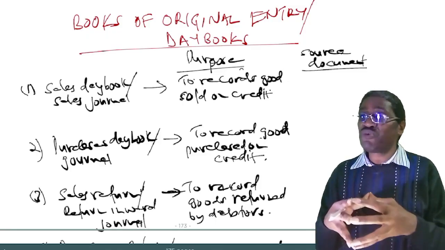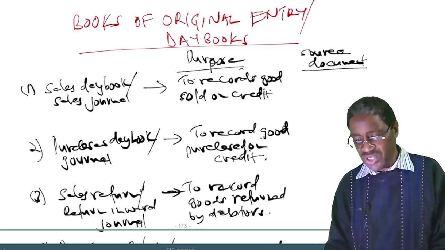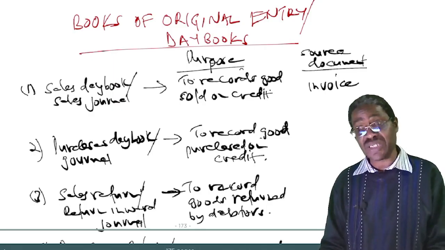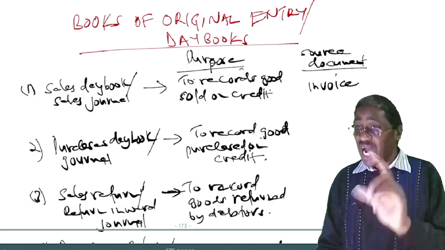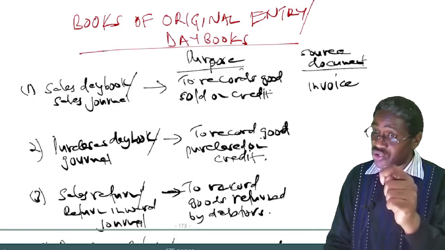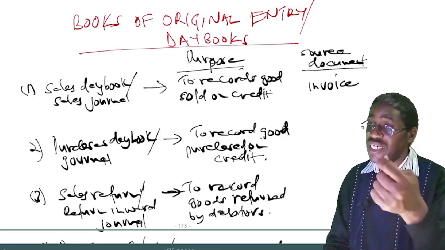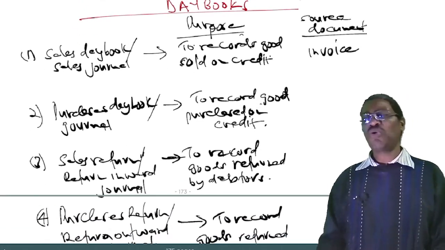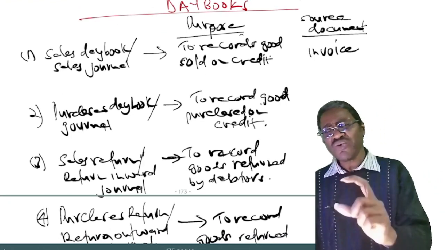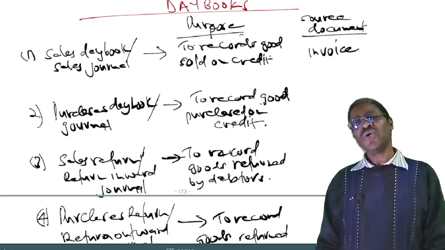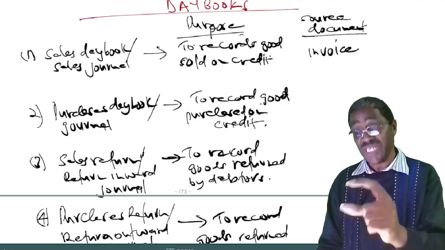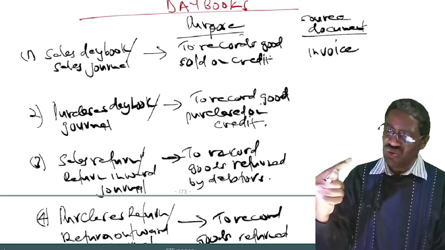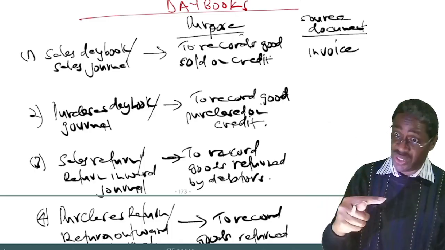You must have got it from the invoice that was given to the customer. So the source of the information there is what we call what? The invoice. That is the invoice that you have given to your customer. Are you there? Whenever you sell goods on credit, you give them an invoice. Good. What is the source document from where you record in the purchases journal? When you purchase goods on credit from your supplier, they give you what we call an invoice.